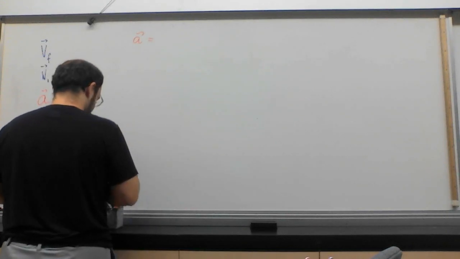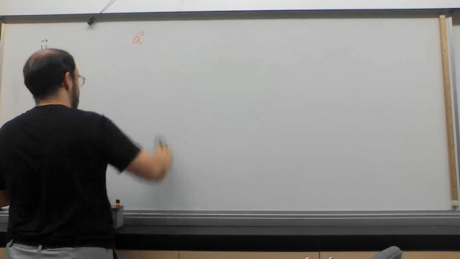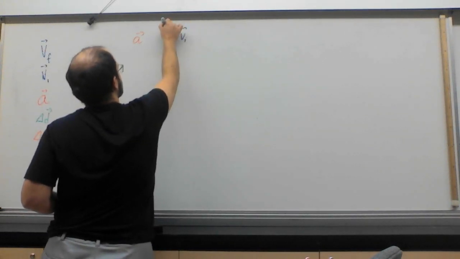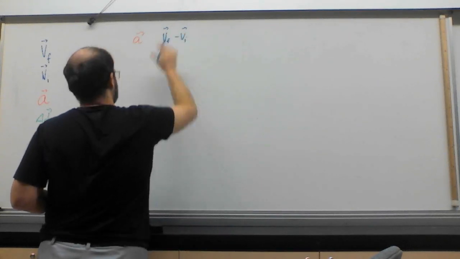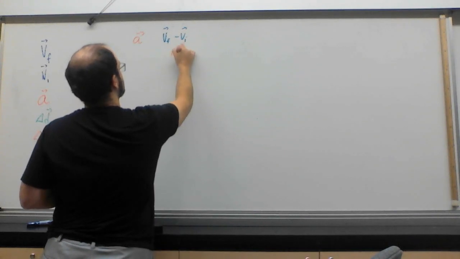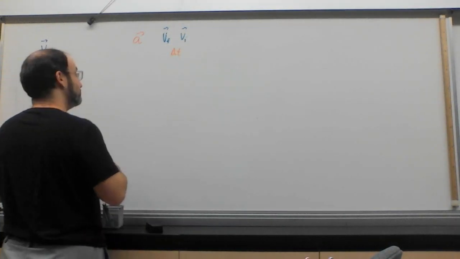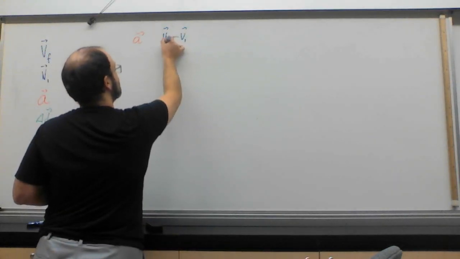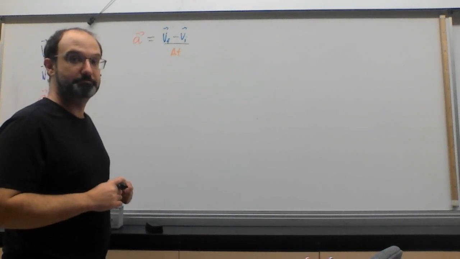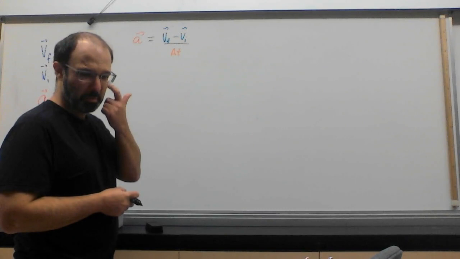A is equal to Vf minus Vi divided by delta t. This equation should be familiar to you because this is the definition of acceleration, delta v over delta t. So there you go, already our first equation, and it's already one that we know.